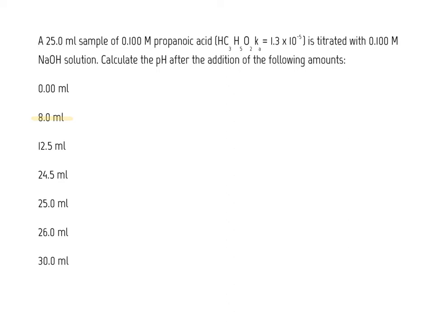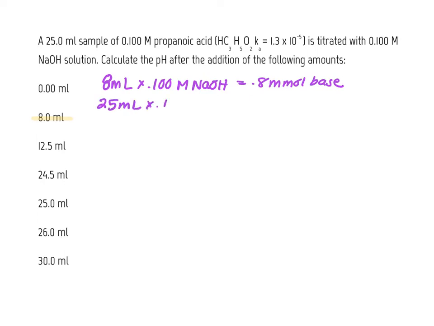For this next part of the problem, we're going to calculate the pH after we've added 8 milliliters of sodium hydroxide. So we're going to figure out our millimoles of sodium hydroxide that was added. So 8 times the concentration, 0.1, that's 0.8 millimoles. I'm doing this millimoles calculation so I don't have to change the milliliters. So I have 0.8 millimoles of base. 25 mils of acid is what we started with. That concentration was 0.1. So we're beginning with 2.5 millimoles of acid.